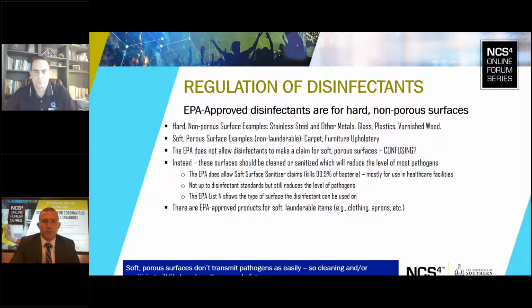As I mentioned, this is actually a really confusing topic. Again, it doesn't mean that a disinfectant doesn't work on soft, porous surfaces. It just means you can't claim that on your label because there's no test to prove that.